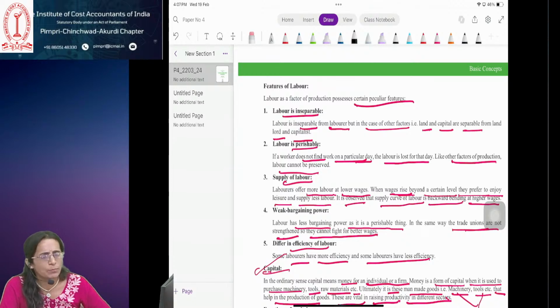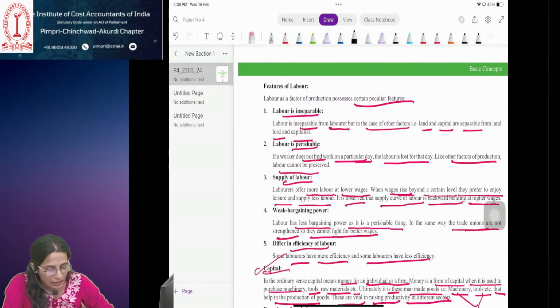Labor is inseparable, right? Can the laborer and the labor be separated? They will go together. Where the laborer goes, the labor will go. But in the case of land, the owner of the land and the land can be separated. So this is a different characteristic of labor. The land and the landowner are two separate entities. They can be separated. But labor and laborer cannot be separated.